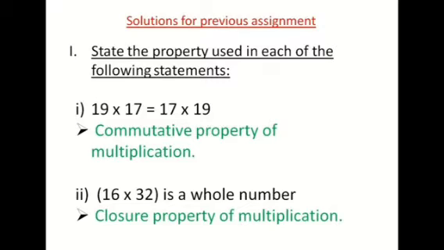Question number 1, 19 into 17 equals 17 into 19. It is the commutative property of multiplication. Question number 2, 16 into 32 is a whole number. If you multiply 16 and 32, you will get a product. I hope you have done it, and the product is 512. That is also a whole number. So it is the closure property of multiplication.